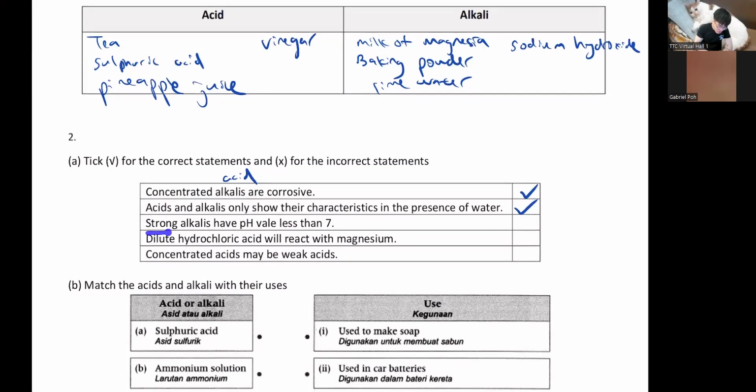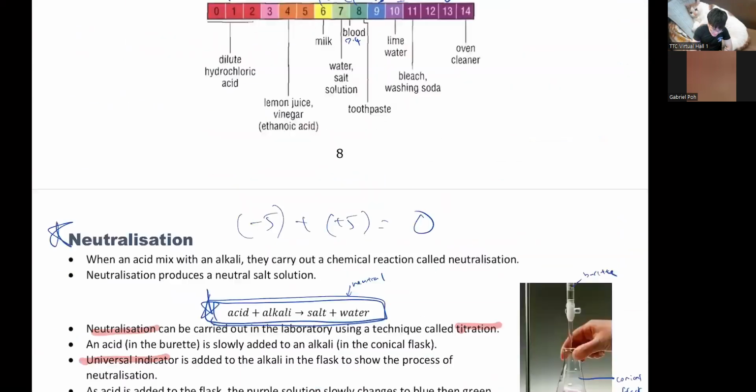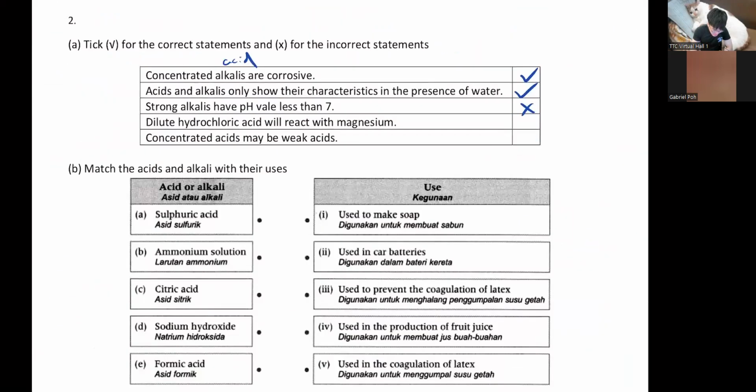Right? So next, strong alkalis have pH less than 7. Nope, this is wrong. It should be more than 7. Okay, so next, dilute hydrochloric acid will react with magnesium. Yes, they do. This one I don't need you to know. Last one, concentrated acid may be weak acids. Yes, they are. This one you also don't need to know. This is a bit Year 10 stuff already. You learn this in Year 10 next time.